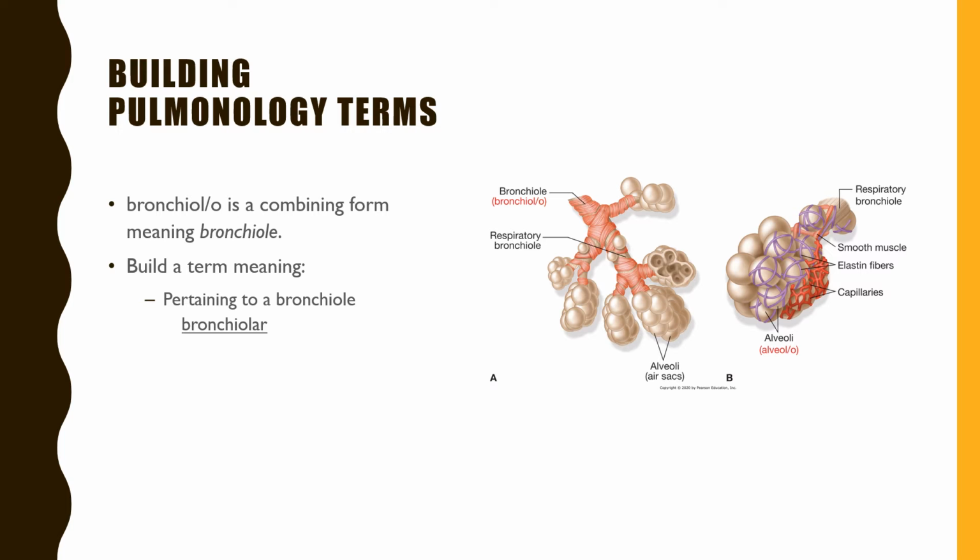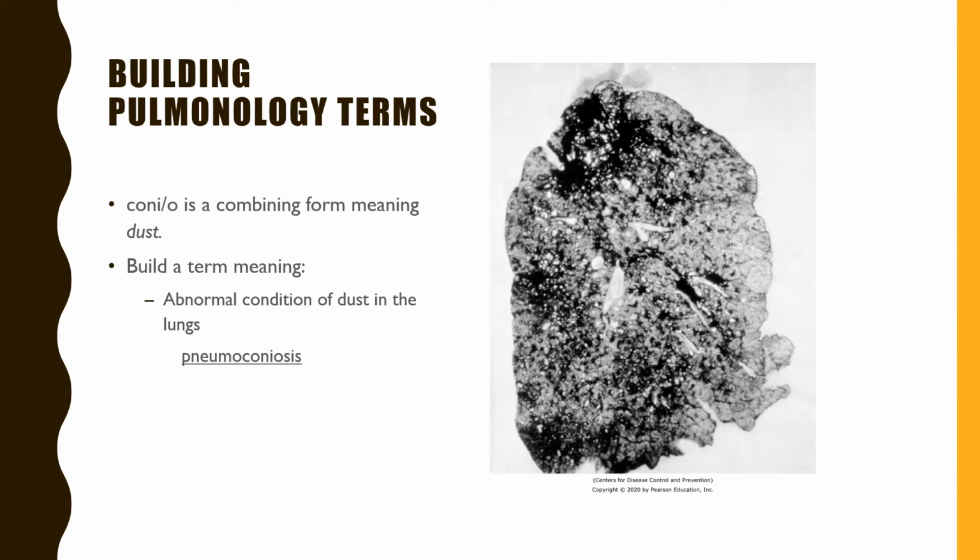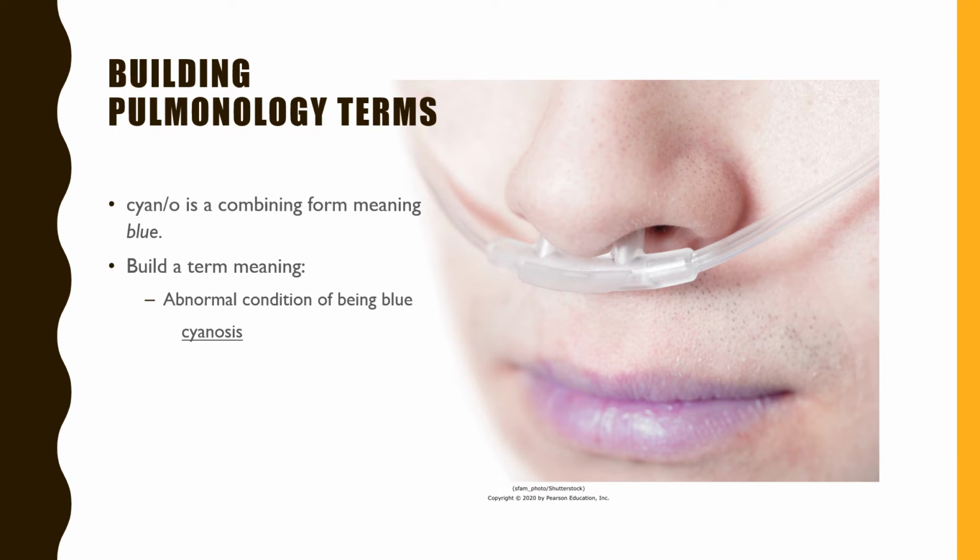Bronchiolar means pertaining to a bronchiole. Pneumoconiosis is an abnormal condition of dust in the lungs. Cyano is a combining form that means blue. Cyanosis means an abnormal condition of being blue. Blood that's low in oxygen is a deep dark red color that can give skin a blue tint.